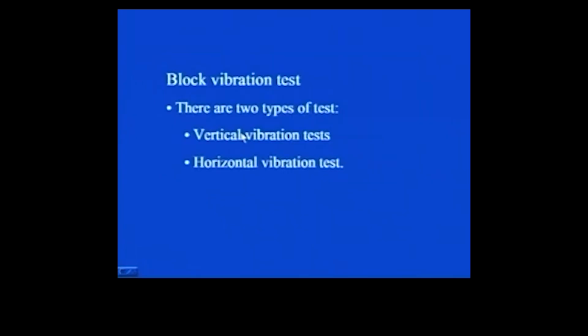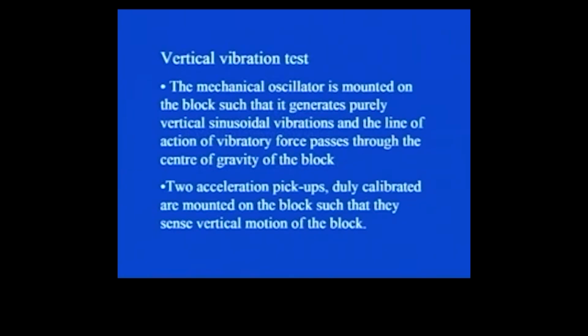There are two types of tests, one is the vertical vibration test, another is the horizontal vibration test. What exactly these tests are and what their salient features are, we will see one by one. First let us see the vertical vibration test. The mechanical oscillator is mounted on the block such that it generates purely vertical sinusoidal vibrations, and the line of action of the vibratory force passes through the CG of the block, that is the center of gravity of the block.